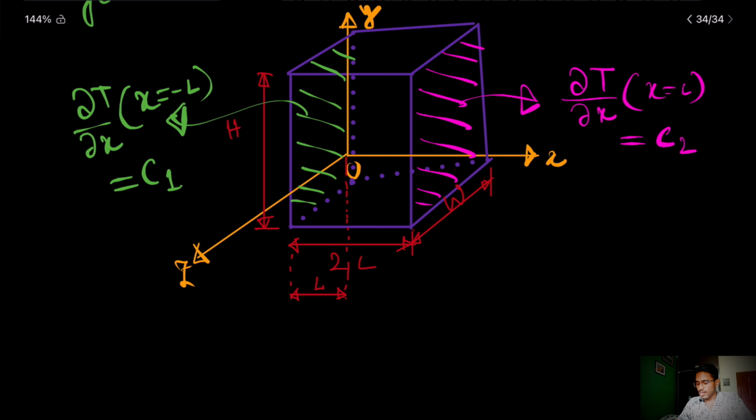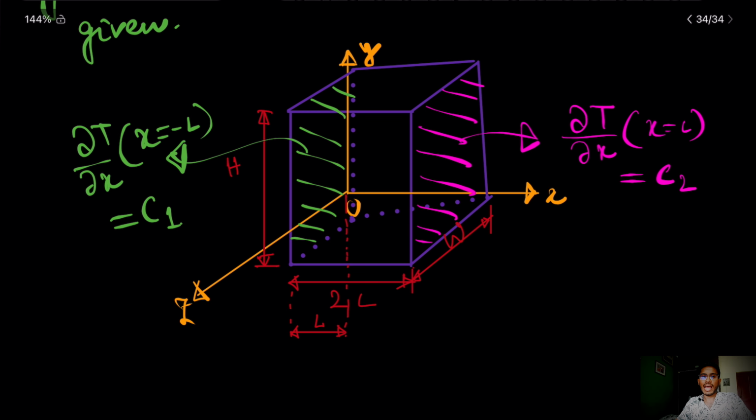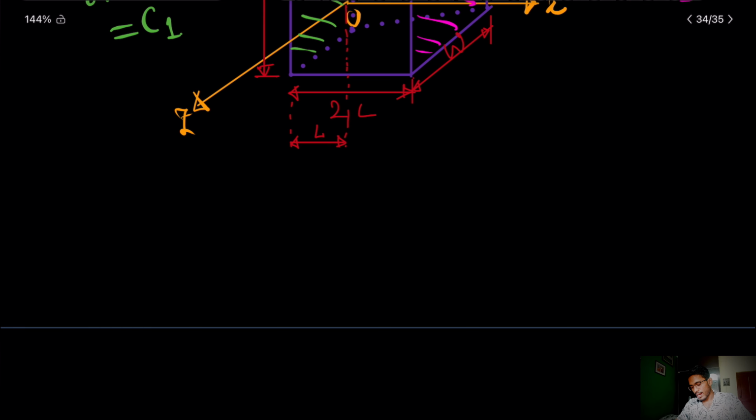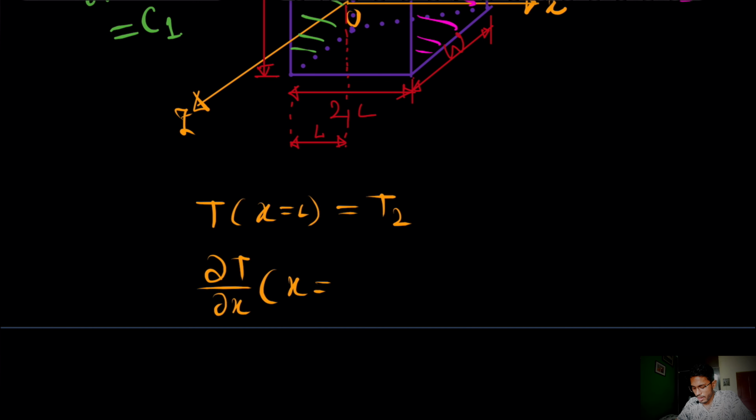Now don't foster this misconception that I can have only one type of boundary condition in both of the phases. I can have one situation where my T at x equal to L is given as T2, and my del T del x at x equal to minus L is given as some constant C1. So I can have two types of boundary conditions on two phases, or the more general statement will be any boundary can have any type of boundary condition. There is no restriction on that. But on a single boundary, you cannot have more than one type of boundary condition.